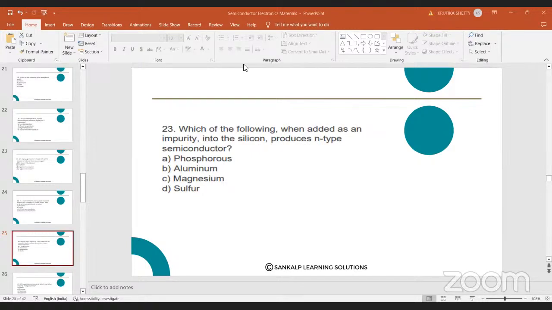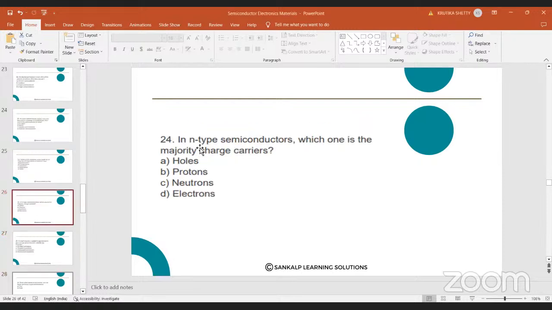Yes, Rakshita, Harshita, Kumar, Vidya. Yes, very good. That is phosphorus. So phosphorus is the correct answer. Option A is correct. Then next one: in N-type semiconductors, which one of the following is the majority charge carrier?